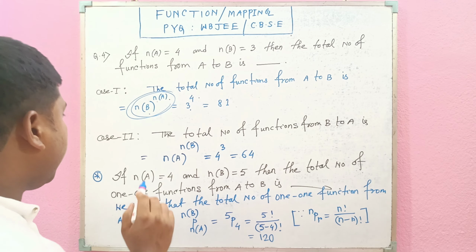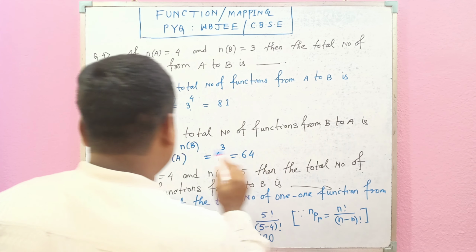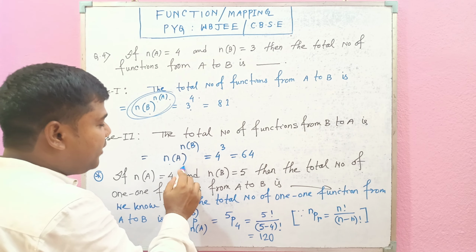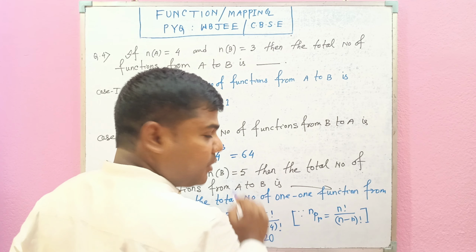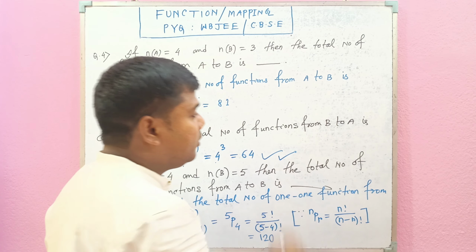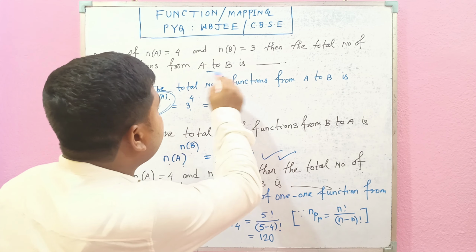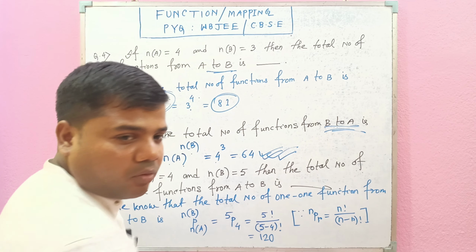Okay. And the total number of functions from B to A is n of A power n of B, that is 4 to the power 3. And 4 to the power 3 is equal to 64. Okay. From A to B it is 81 and from B to A it is 64.